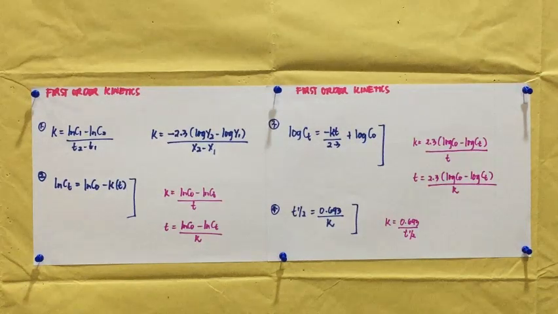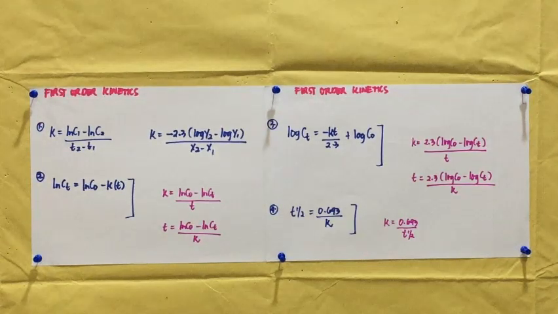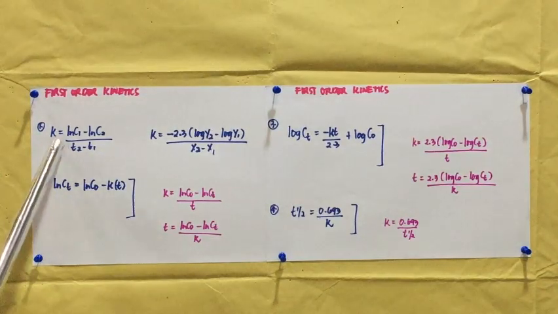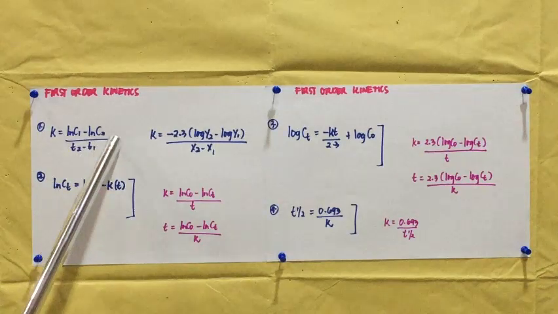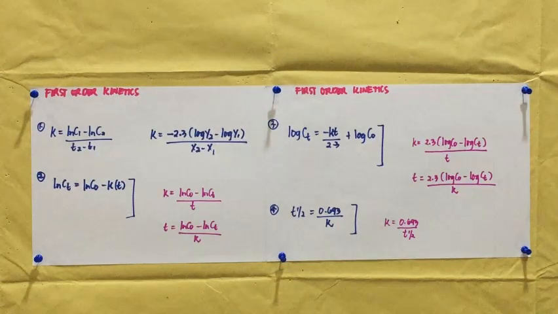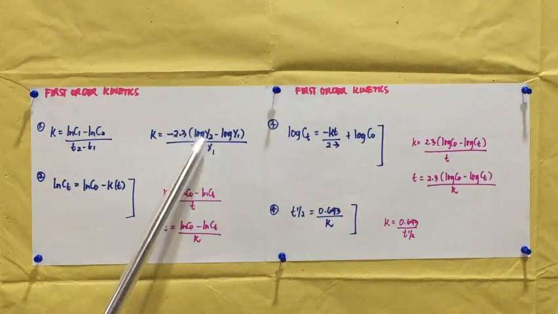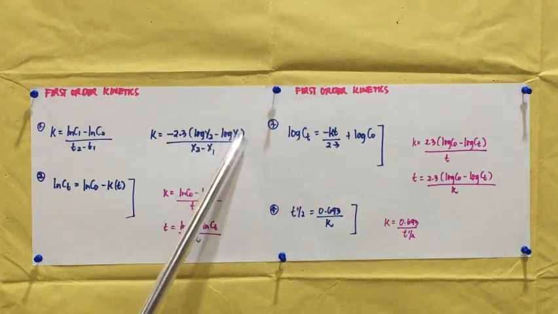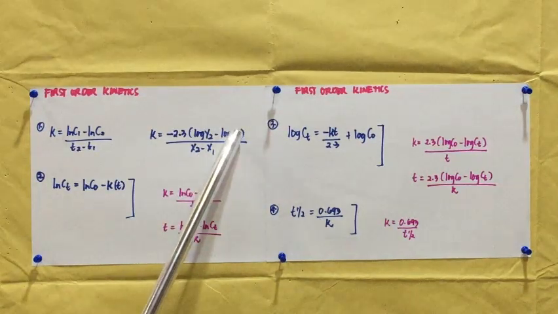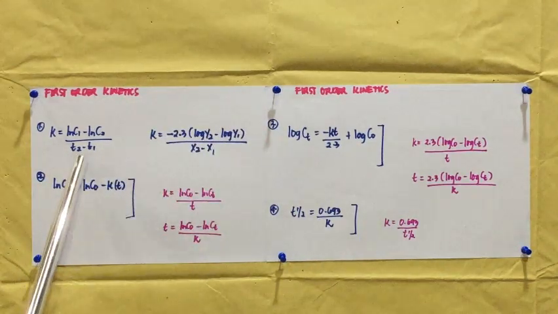Now, let us have a summary of the formulas that we use for first-order kinetics. To solve for K, we have two formulas. K is equivalent to ln C1 minus ln C2 divided by T2 minus T1. Or we can also use the formula K is equivalent to negative 2.3 times the log of Y2 minus the log of Y1 divided by X2 minus X1. So the Y again represents concentration and the X represents time. So you can use either of these two formulas.